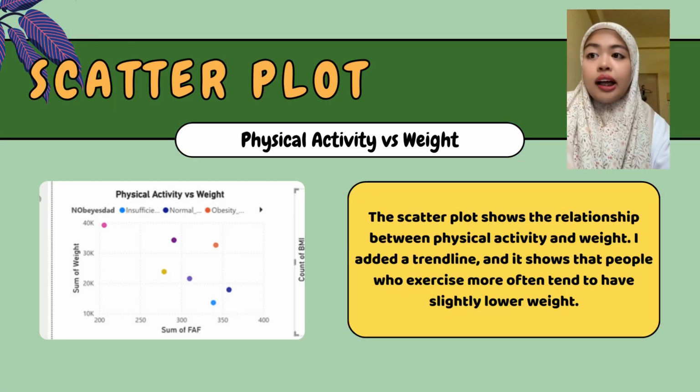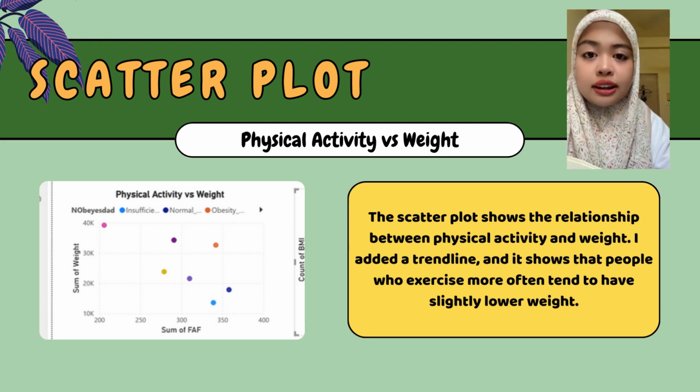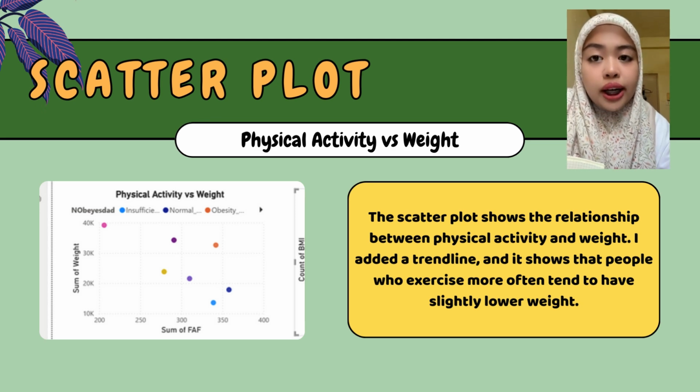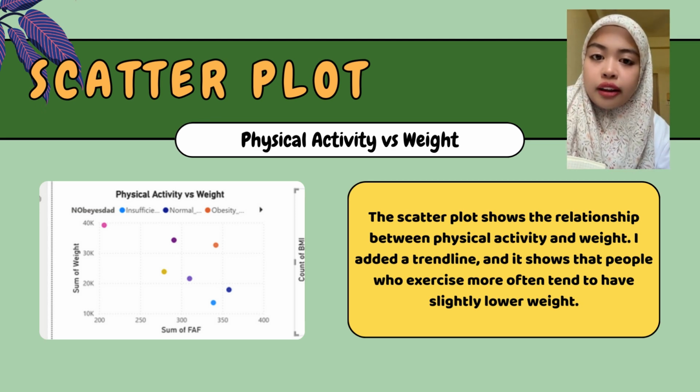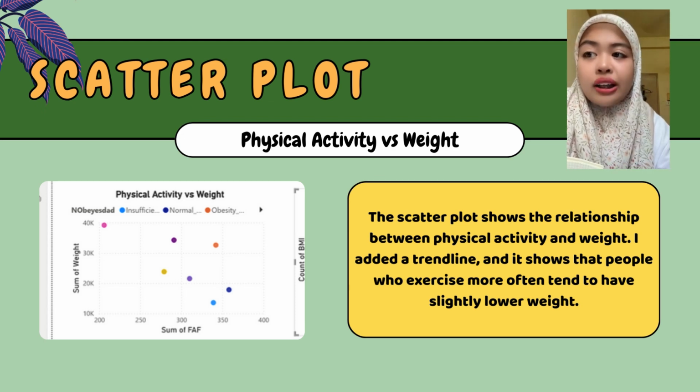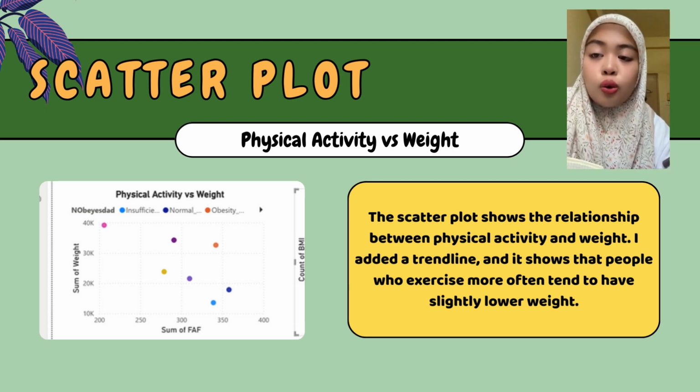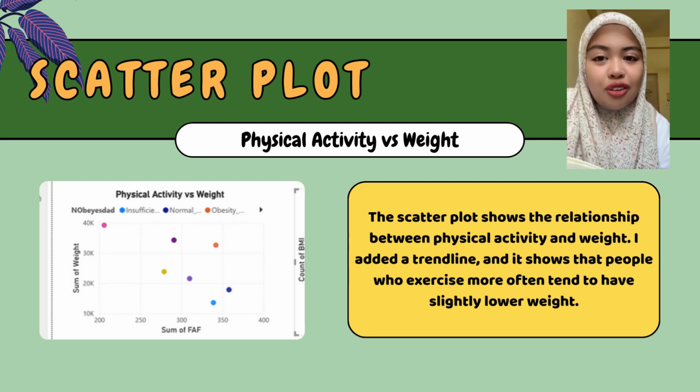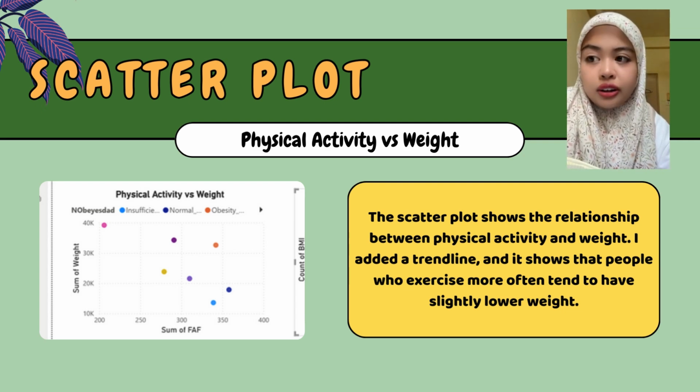For the next chart, I use a scatter plot, where we will see physical activity versus weight. The scatter plot was created to explore the relationship between physical activity and body weight. In this chart, the FAF field, meaning frequency of physical activity per week, is placed on the x-axis, and weight is placed on the y-axis. Each dot on the chart represents one person in the dataset. By looking at where the dots are positioned, we can observe if there's a visible pattern or trend.